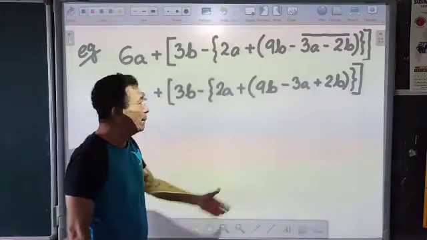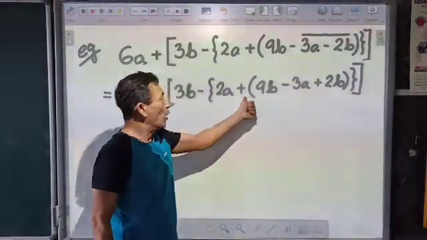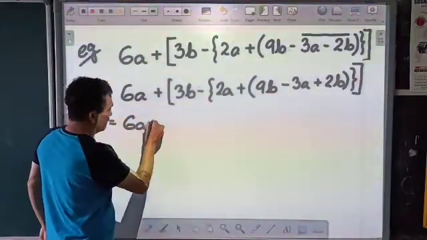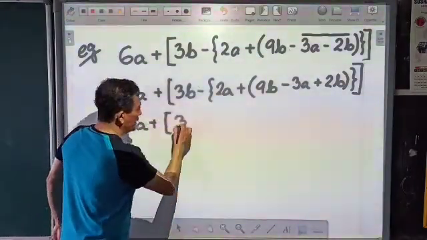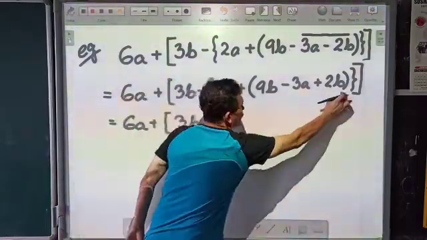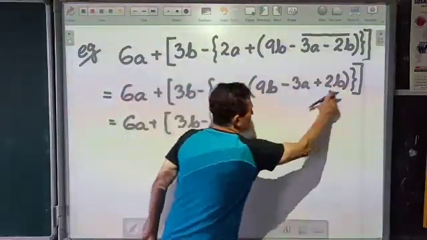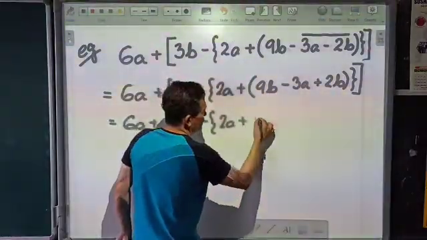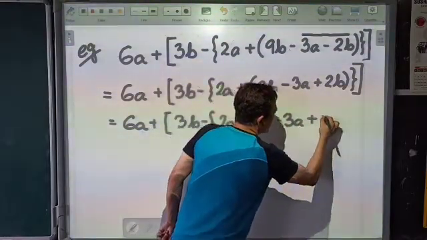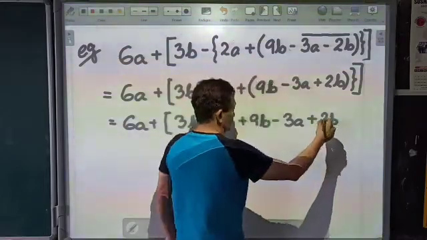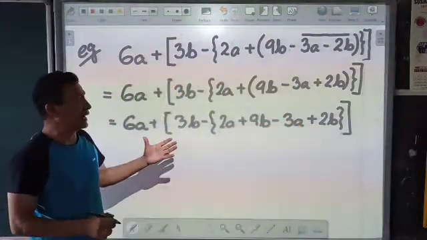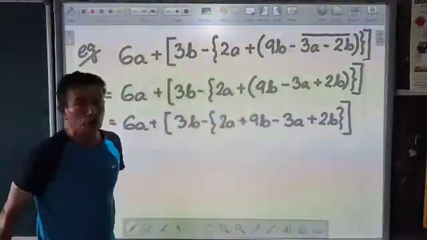The next will be our common bracket. So outside the common bracket I have a plus sign. So 6a plus 3b minus 2a. Now this is what I'm going to work with. Plus sign outside, signs remain the same. So plus 9b minus 3a plus 2b. So after completion of this line, I can see that the common bracket is out.